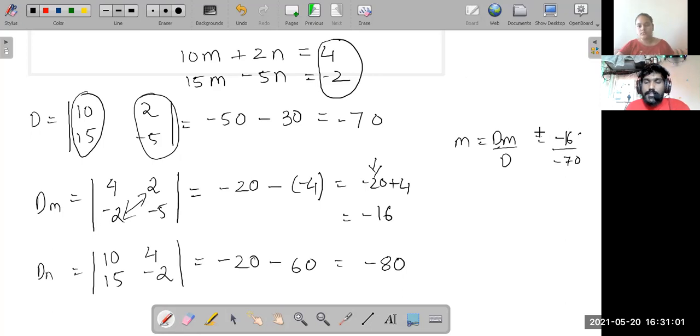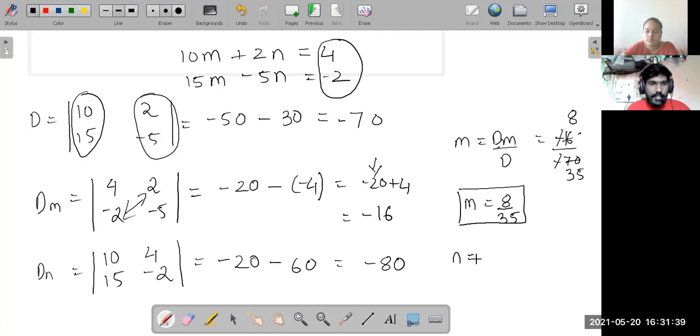So firstly, you cancel the minus sign from the numerator and the denominator. And you can cancel this by, let's start with 2. So 2 8s are 16, and 2 3s are 6, 5s are 10. So 8 upon 35, and this cannot be reduced further, so we'll keep it as it is. So m is equal to 8 upon 35.